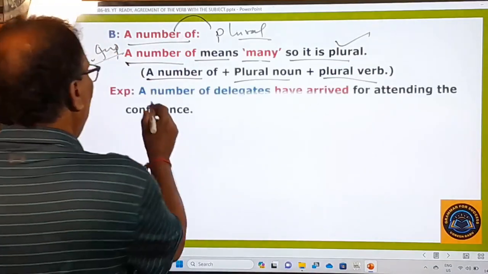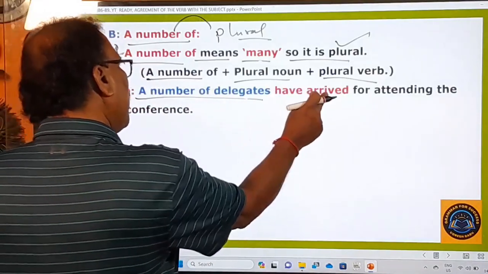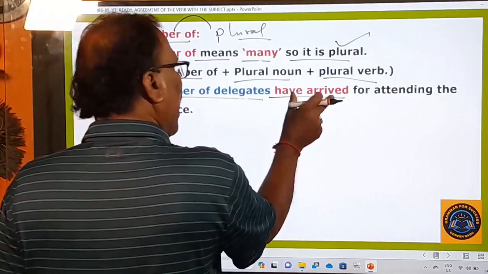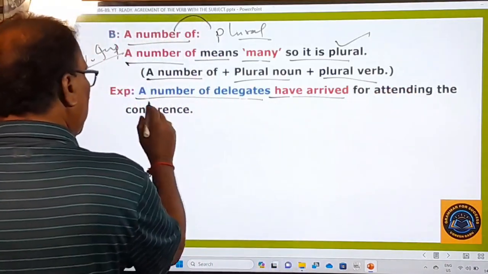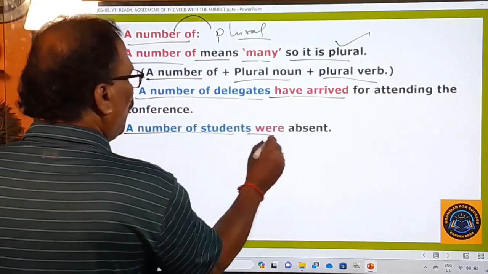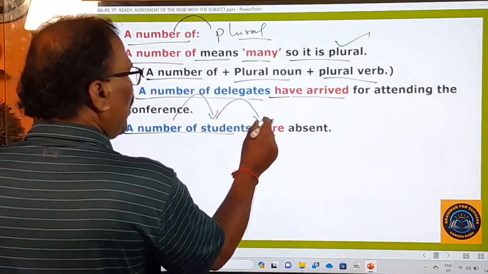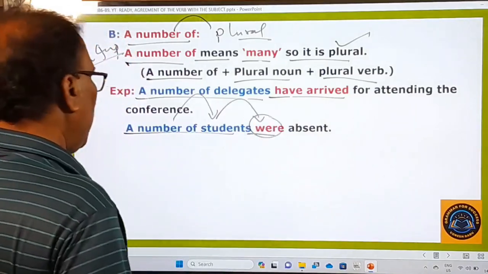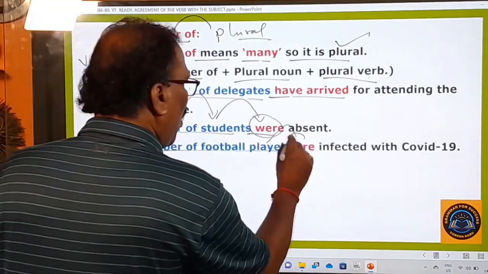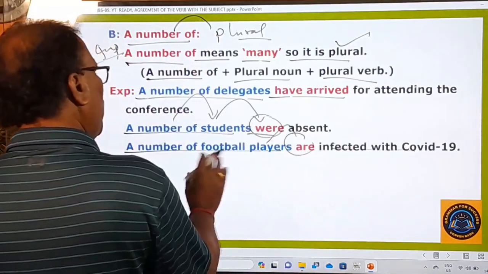And now comes a number of delegates. The number of delegates has arrived. A number of delegates have arrived. See that? A number of delegates have arrived for attending the conference. The same examples are repeated here. A number of students were absent. A number of is plural, and therefore we are using a plural verb after that. A number of students were absent. And here, a number of football players are infected with COVID-19. A number of football players means many football players.